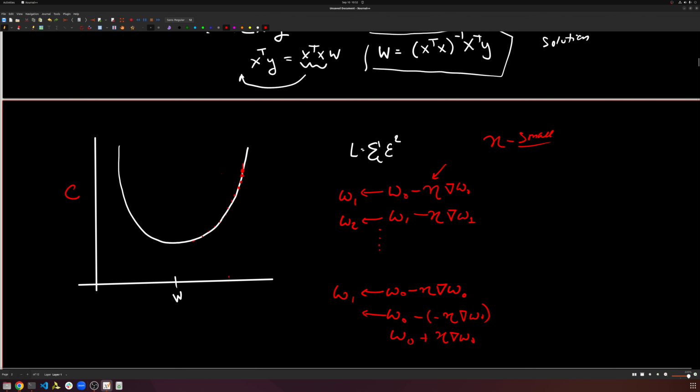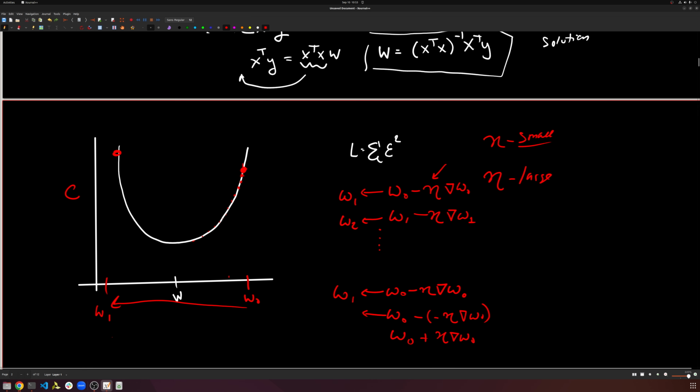On the other hand, what if our learning rate is large? Let's say this is my starting point. If my learning rate is large, when I do the gradient step, instead of stepping a little bit, I might totally overshoot and jump to here. This will be my W1, because we're just doing W0 minus the gradient times the learning rate. If my learning rate is small, you only move a little bit, and if your learning rate is large, you'll move a lot.